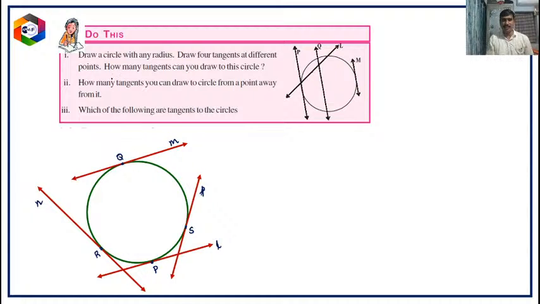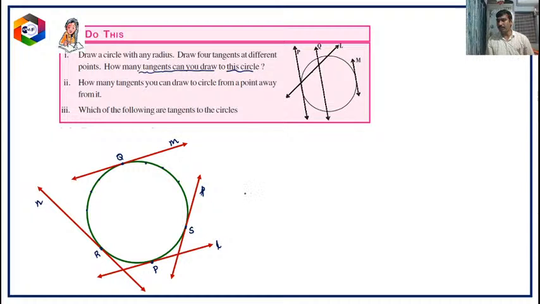Now draw 4 tangents. How many tangents can you draw to this circle likewise? Okay, very good, well done. So likewise P, Q, R are at 4 different points. Now if you take here, it is possible here too. Why? Because on the circle there are infinitely many points. At each and every point we can draw a line, and if it touches the circle at one point, then we can call it a tangent.